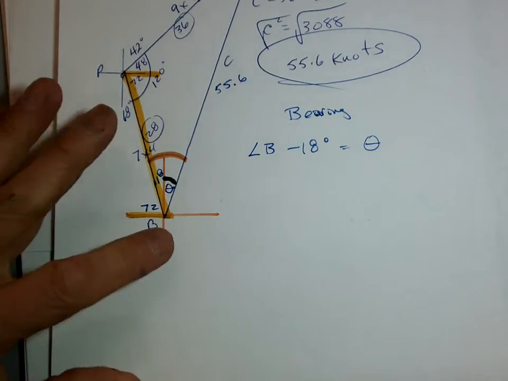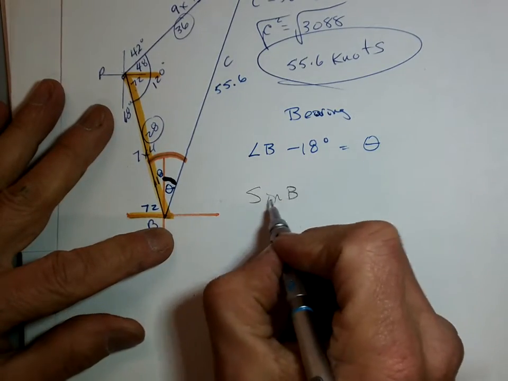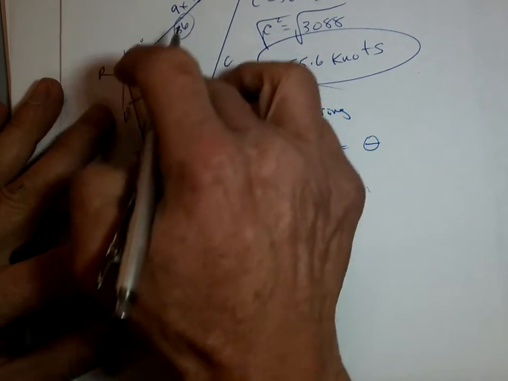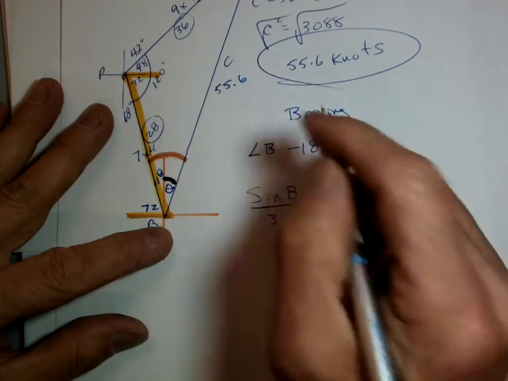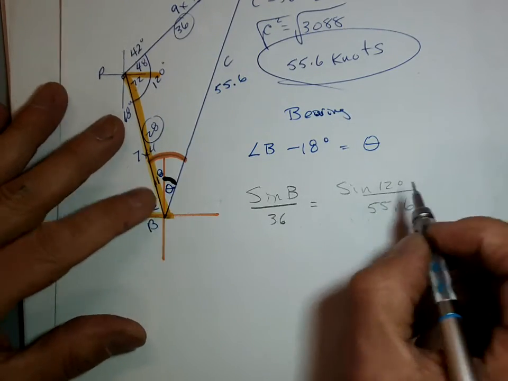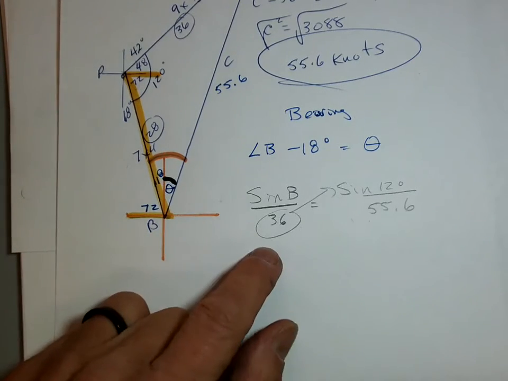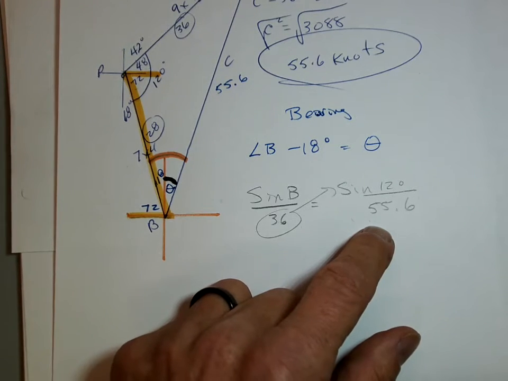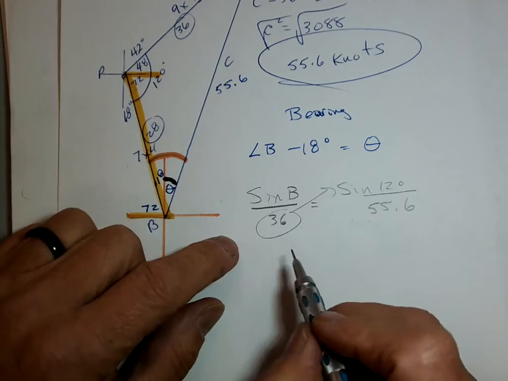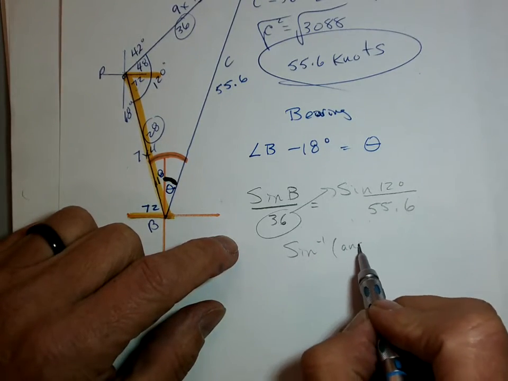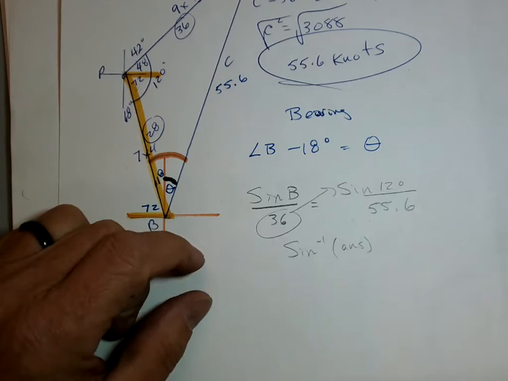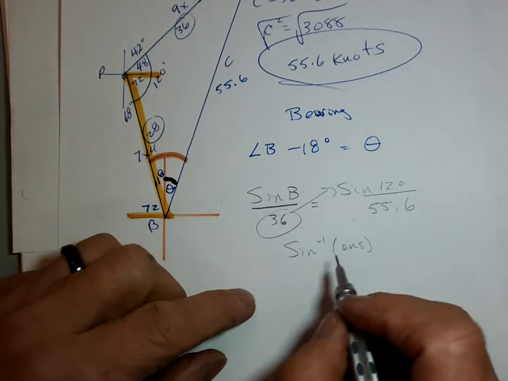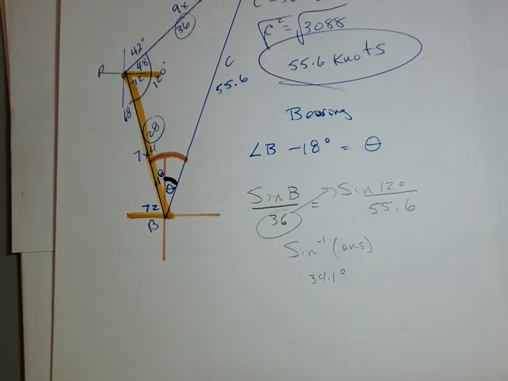Okay, so let's set it up. I'm going to set up the sine of B over 36 equals the sine of 120 over 55.6. Okay, multiply up the 36. 36 times the sine of 120 divided by 55.6, and I get a decimal. Thought so, because I'm going to take the sine inverse of that answer. And I get about 34.1 degrees.